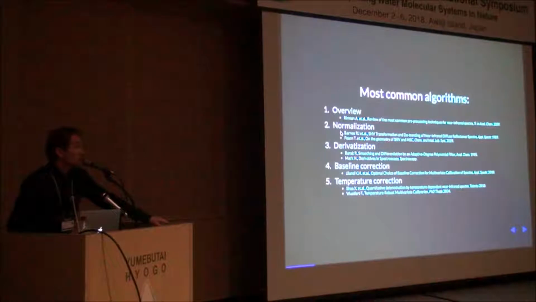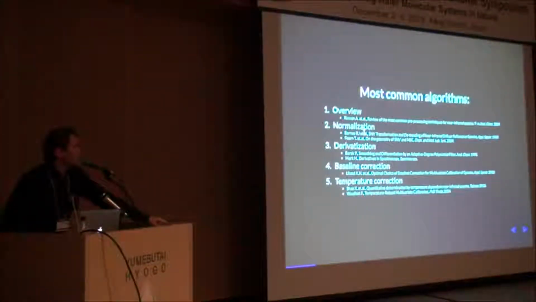Anyway, I'm showing here the basic, most common algorithms and some of the references that I have chosen to include. This is a very good overview paper, and its title, as you can see, deals with reviews of the most common preprocessing techniques. Apart from that, some of the most common preprocessing methods are normalization, derivatization, baseline correction, and temperature correction. A lot of my talk will focus on temperature correction because I believe that we have a pretty good answer for this really, really big problem in near-infrared and other vibrational spectroscopy techniques.